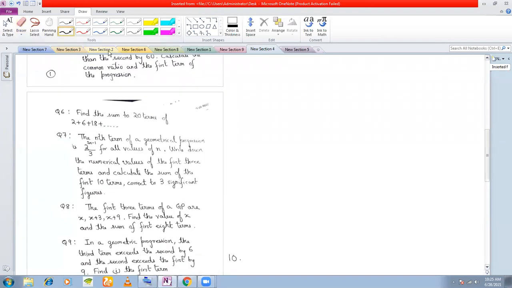Number 7. Let me just start number 7. The nth term of a GP is 2 to the power of 2n minus 1 by 3 for all values of n. Write down the numerical values of the first 3 terms. Okay, let's finish the first part then. We'll continue with the second part tomorrow. The nth term Tn is given to be 2 to the power of 2n minus 1 by 3, right? Write down the numerical value of the first 3 terms.